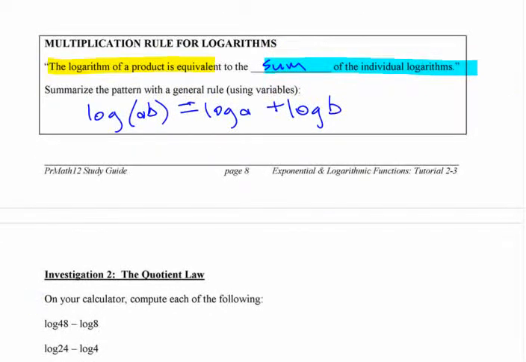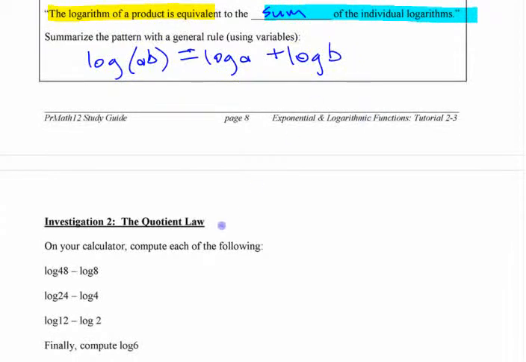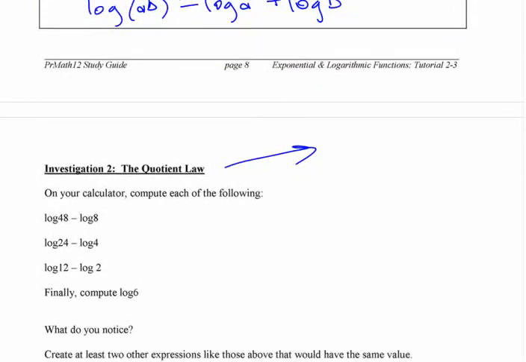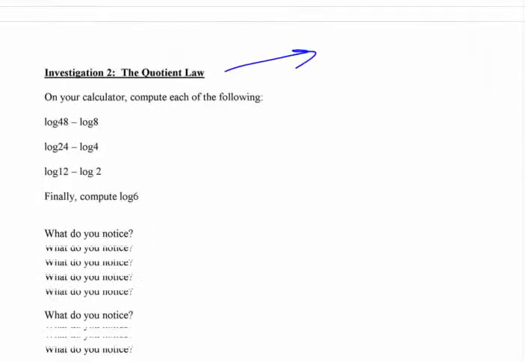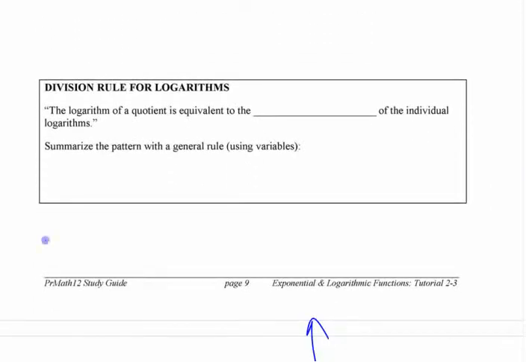Probably then you could actually just predict what the quotient law is without even doing all this. Hopefully you have gone through and had a chance to do it. You should come up with a similar law for this. That one was the sum of the individual logarithms. What's this one end up being?